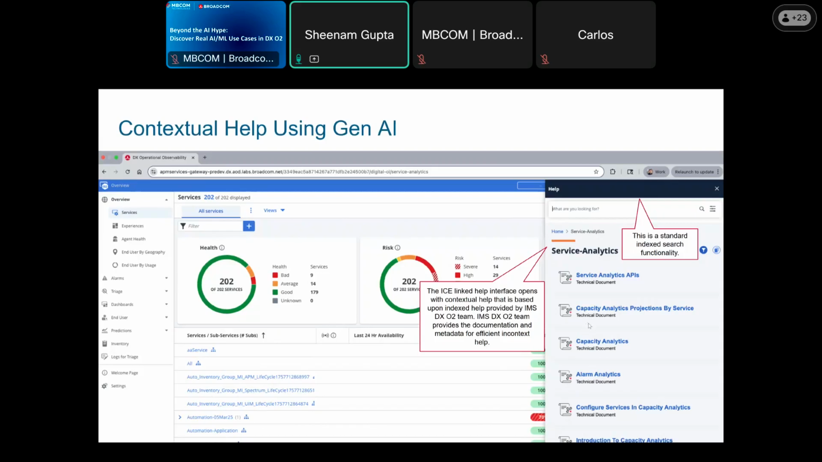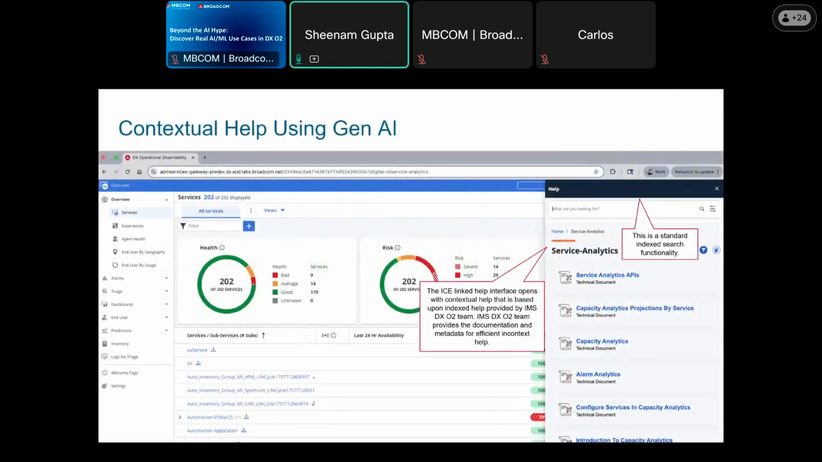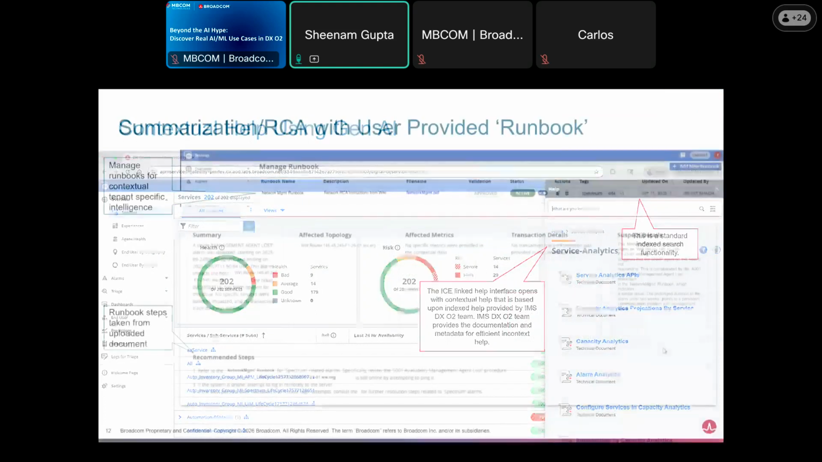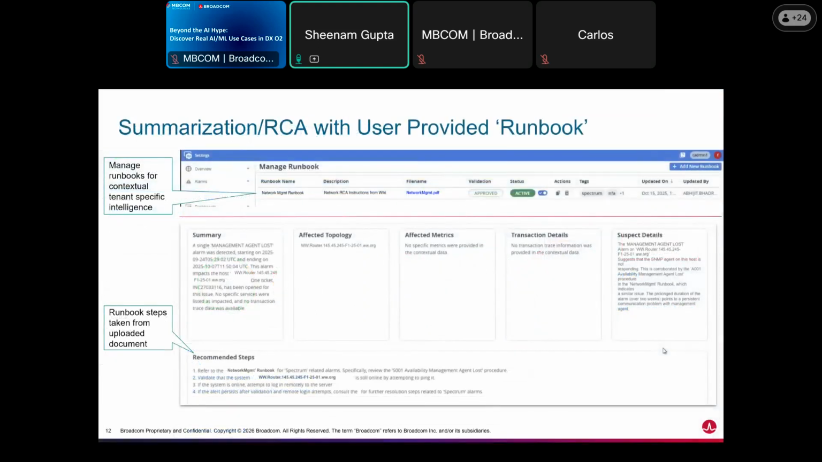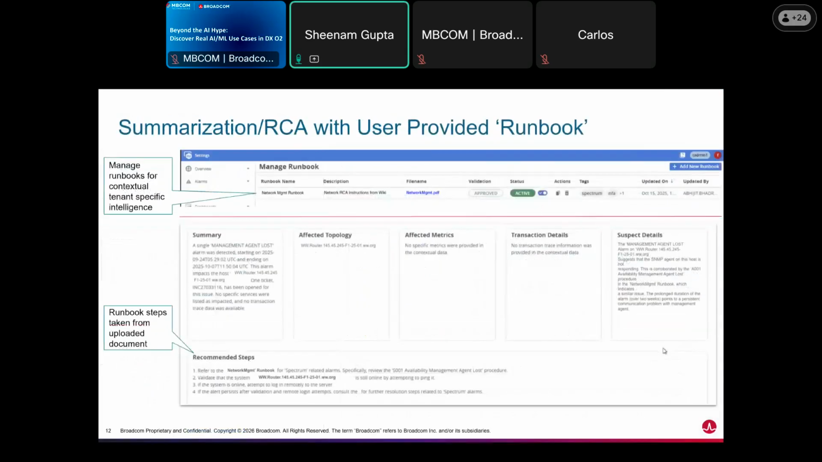So this is contextual help using Gen AI that went GA, and this is every feature that I'm showing here that uses Gen AI: contextual help, the recommendations, not the triage inspector, but the recommendations, the summarization. We also have historical analysis on these alarms. All of these that use Gen AI need a legal consent from the customers.